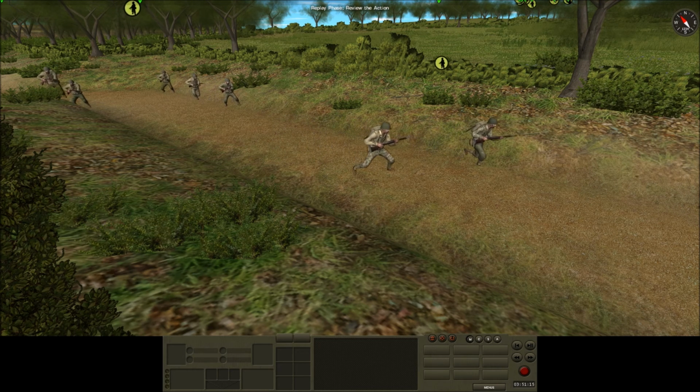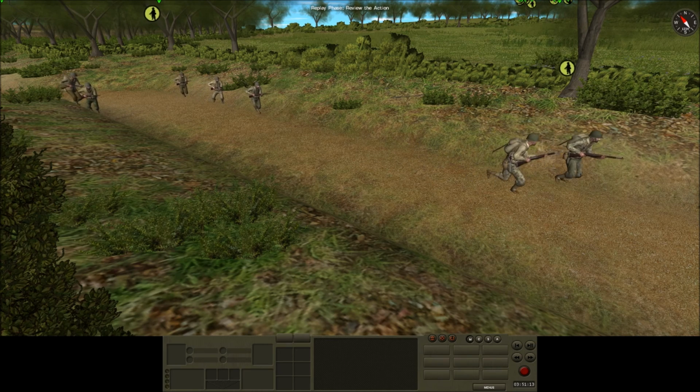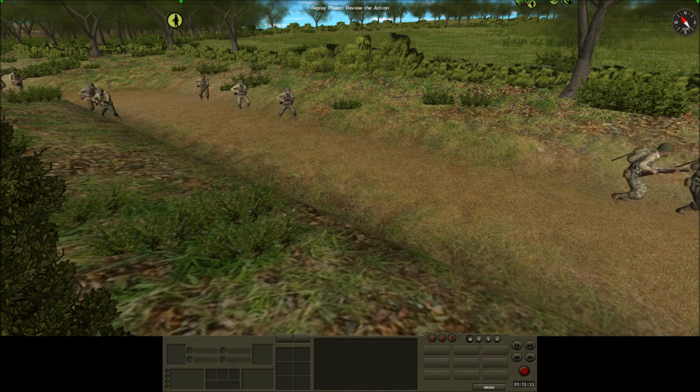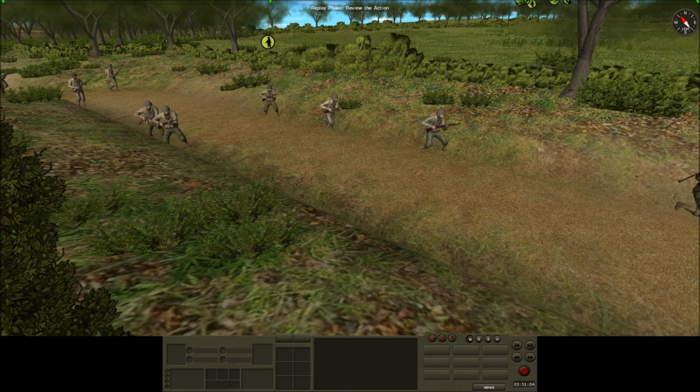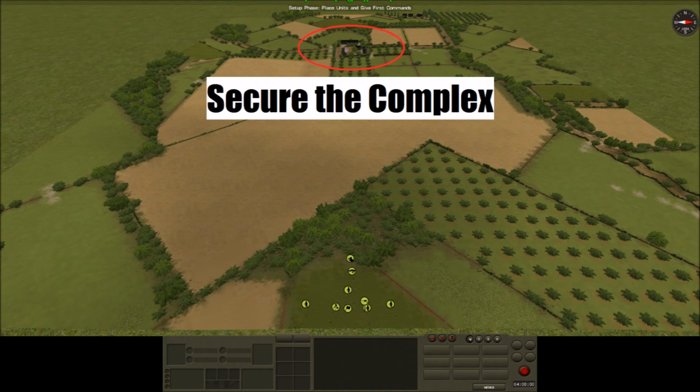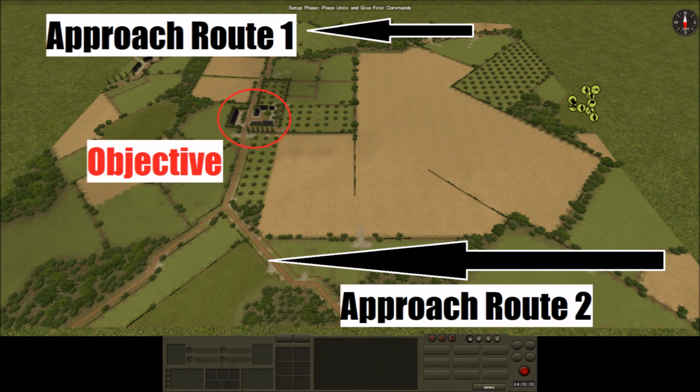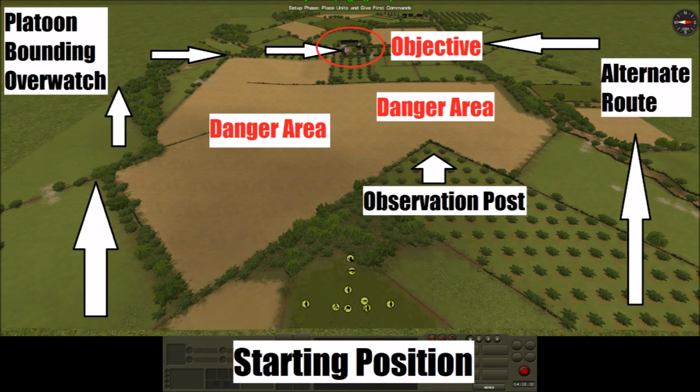We have reviewed the components of the infantry squad and the basics behind using an infantry squad effectively. When commanding an infantry platoon in Combat Mission, the most important part is identifying your objective and planning your movement to the objective. Everything you do before making contact with the enemy is part of your movement plan.